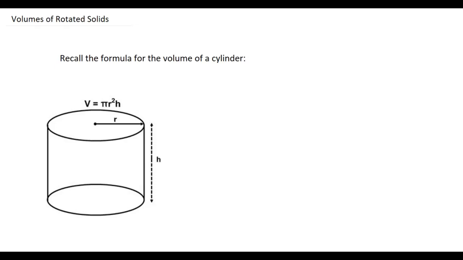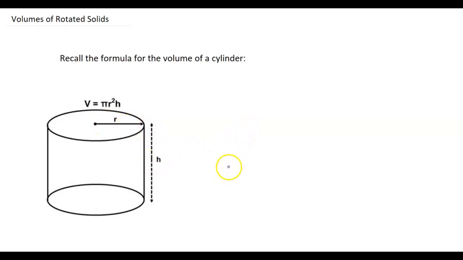One of the most important applications of integration is figuring out volumes of rotated solids. And just like when we find the area under a curve by adding up rectangles, we're going to find the volume of a rotated solid by adding up cylinders. So to start off, remember from geometry that the volume of a cylinder is pi r squared, the radius of the base, times the height of the cylinder.